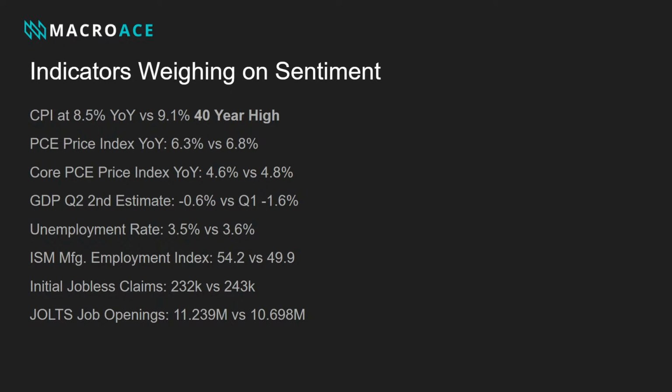Then we have the job openings data that we had, 11.239 million versus 10.698 million. Remember, that shows you how many jobs were added and lost as well, right? How many people were laid off. Although it's not as important as the non-farm payrolls report, it's still important to show that there are businesses adding more jobs to the labor market. They're looking to hire more people. So that was more of a positive figure for this week.